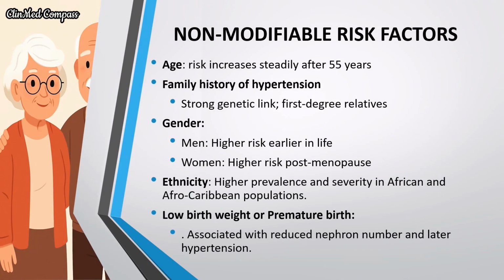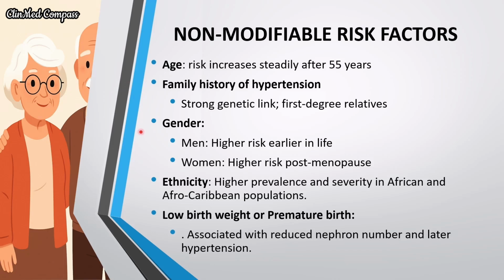Now we'll look at the risk factors for hypertension. It can be divided into non-modifiable and modifiable. For the non-modifiable risk factors, we have age. The risk of hypertension rises significantly after 55 years. Next is family history. This plays a strong role in the development of hypertension. It is said that first-degree relatives with hypertension increase your risk of developing hypertension.